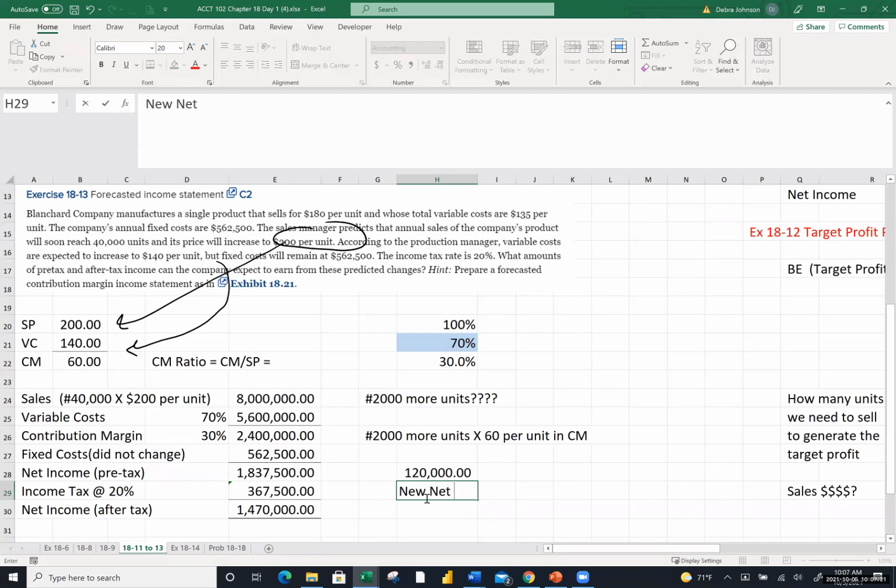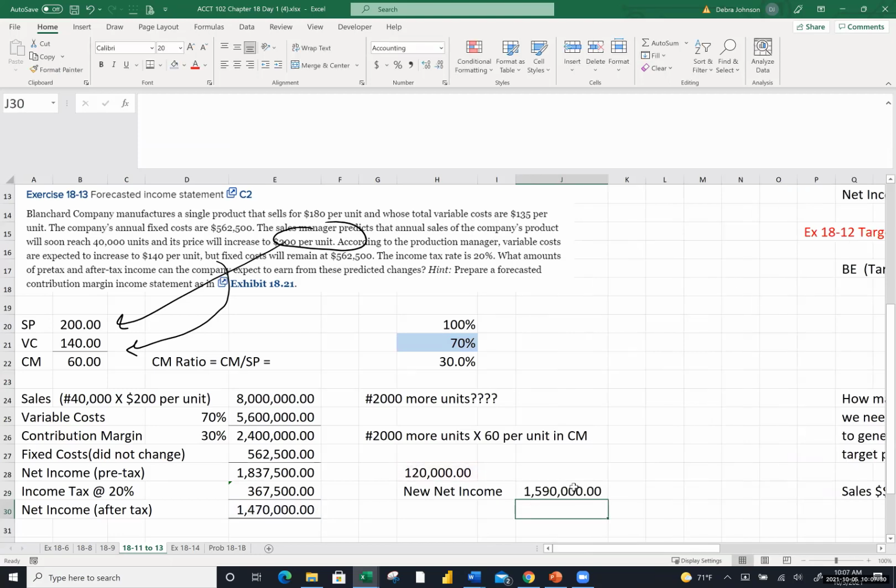So if somebody wanted to know how much net income that is, here's my old net income plus that 120,000 increase. There's my new net income without doing an income statement. Now that would work pre-tax, actually. That would be better used on the pre-tax line. I'm just giving you some information on, let's forget about taxes. 120,000 would go pre-tax right to my bottom line.